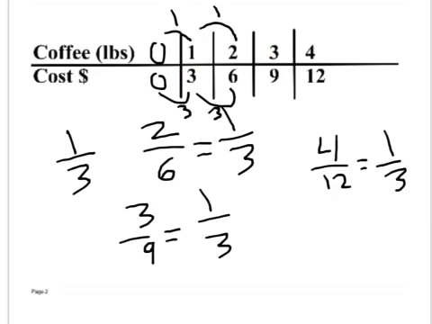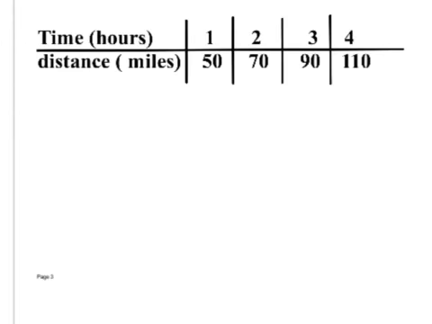Okay, coffee in pounds to cost. 1 pound of coffee is $3. So if I bought 2 pounds, it's going to cost me $6. 3 pounds is going to cost me $9. So every time I add a pound, I'm going to add $3 to that. That's what it means by proportional. Write this chart down.